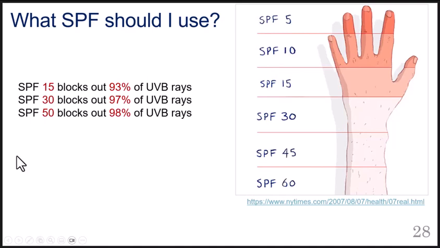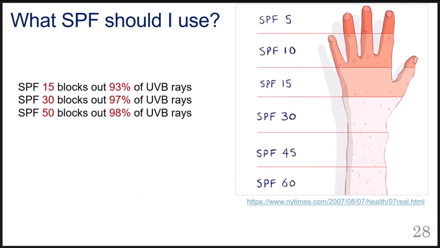But what a lot of people don't know is that an SPF of 15 blocks out 93% of UVB rays. SPF 30 blocks out 97%. SPF 50, 98% of UVB rays. So you can see that the jump from 30 to 50 is very minor. So if you go to a store and you see SPF 60, 70, 80, 90, really not that much of a difference between buying 30 and 50.